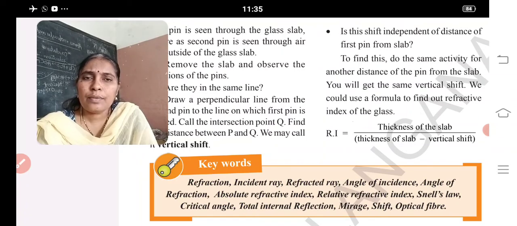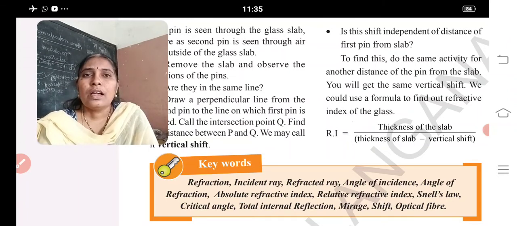Take a glass slab, take a white chart, and fix it on the table with the help of clamps. Place the glass slab in the middle of the paper. Draw the outer edges of the glass slab with the help of a pencil. Remove it, and on the longer side, that is AB or CD, name the vertices ABCD.